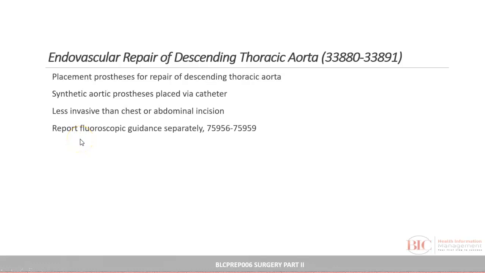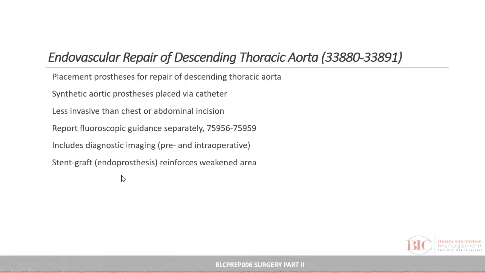If they do it with fluoroscopic guidance, you can report that separately using your radiology codes 75956 through 59. It does include diagnostic imaging, both preoperative and intraoperative. So if you see diagnostic images documented, those are also inclusive. If they've taken imaging through the surgery and you see that documented, that is also included in the code, and you would not code for that separately. If they place a stent or a graft, which they also call the endoprosthesis, this reinforces weakened areas.